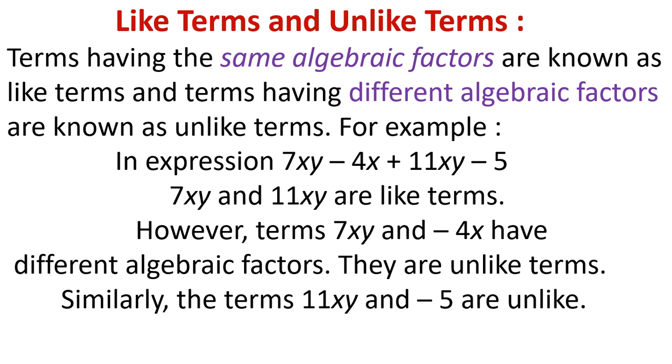However, terms 7xy and minus 4x have different algebraic factors. Because 7xy has x and y as its algebraic factors, but minus 4x has only x as its algebraic factor. That is why they are unlike terms. Similarly, the terms 11xy and minus 5 are also unlike, because 11xy has x and y as its algebraic factors, but minus 5 does not have any algebraic factor.